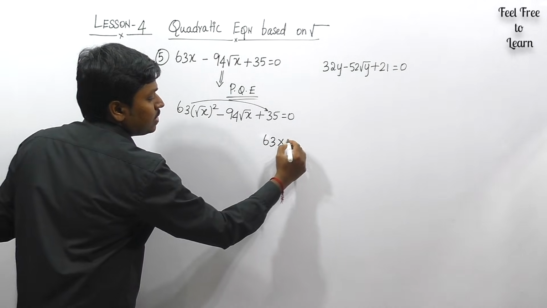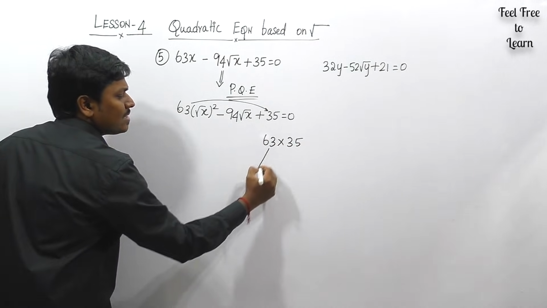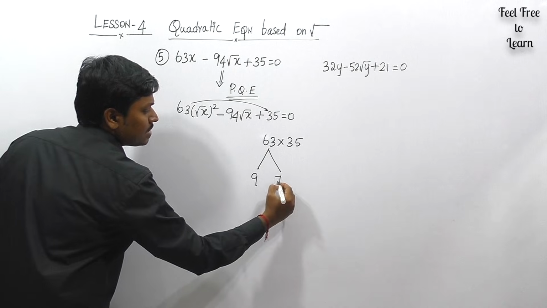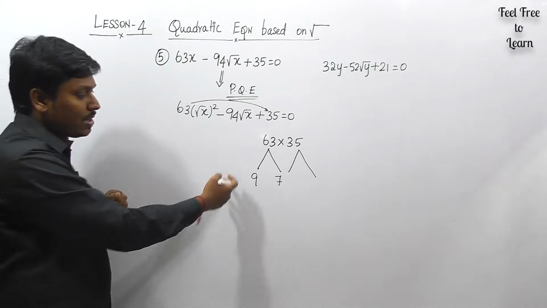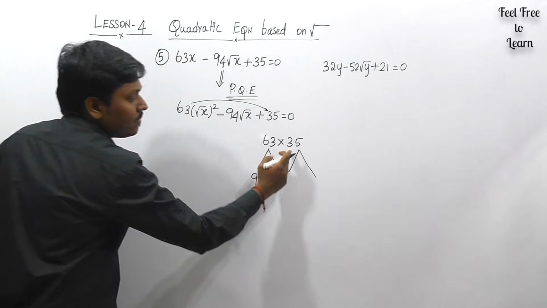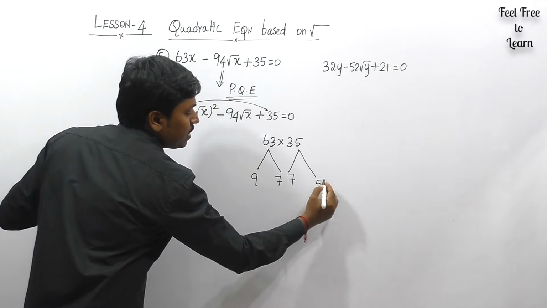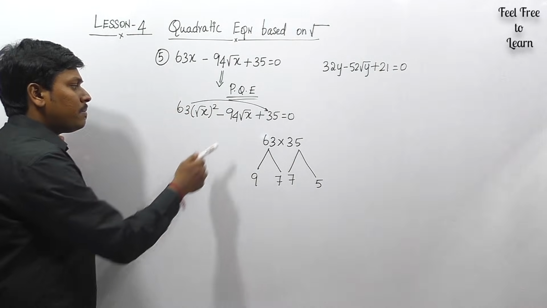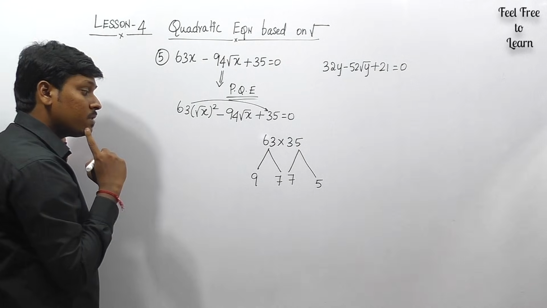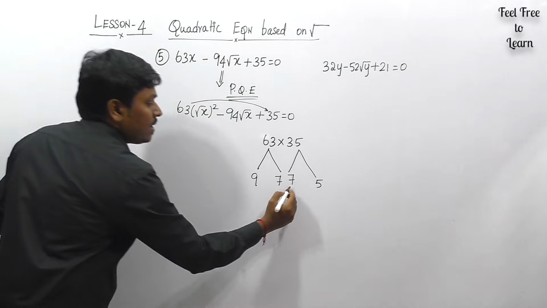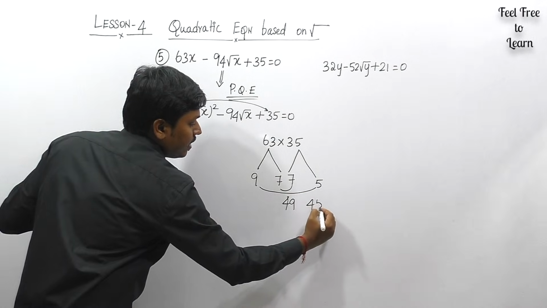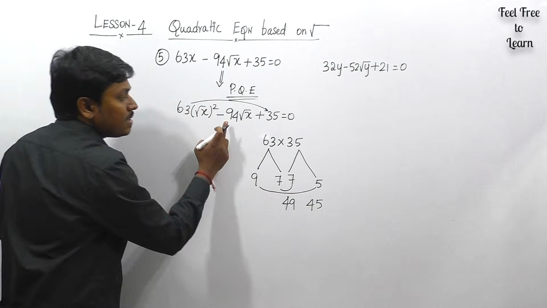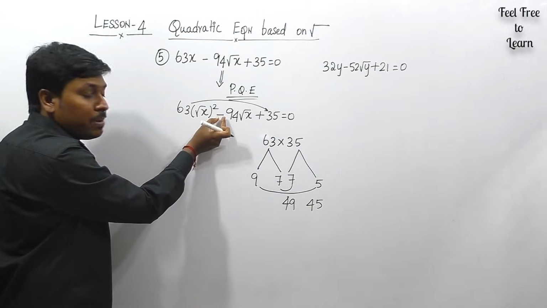So 63 into 35. So friends, I think 63, 9 sevens are 63, right? And similarly 35. The same logic that we solved in lesson number 2 and 3, we apply a shortcut like this, right? So 35 will be 7 5s are 35. So friends, our target is to get minus 94. So let me do one thing. 7 into 7 will be 49. So 9 into 5 will be 45, right? So when we add both the numbers, the resultant will be 94, but our target is to bring minus 94.